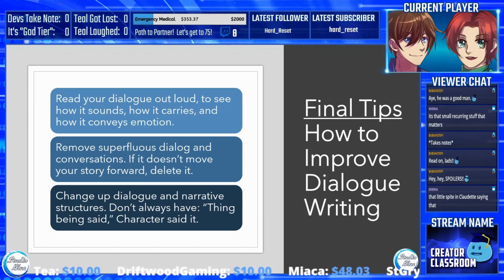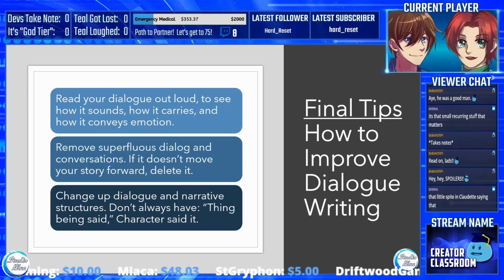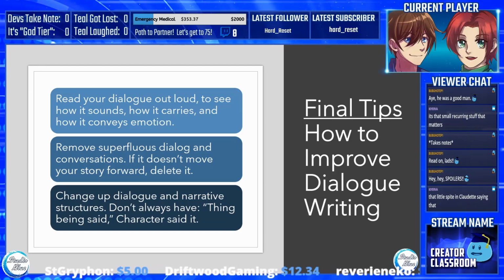It will also allow you to decide how the vocal cadence of your characters goes and allow you to adjust your writing accordingly.